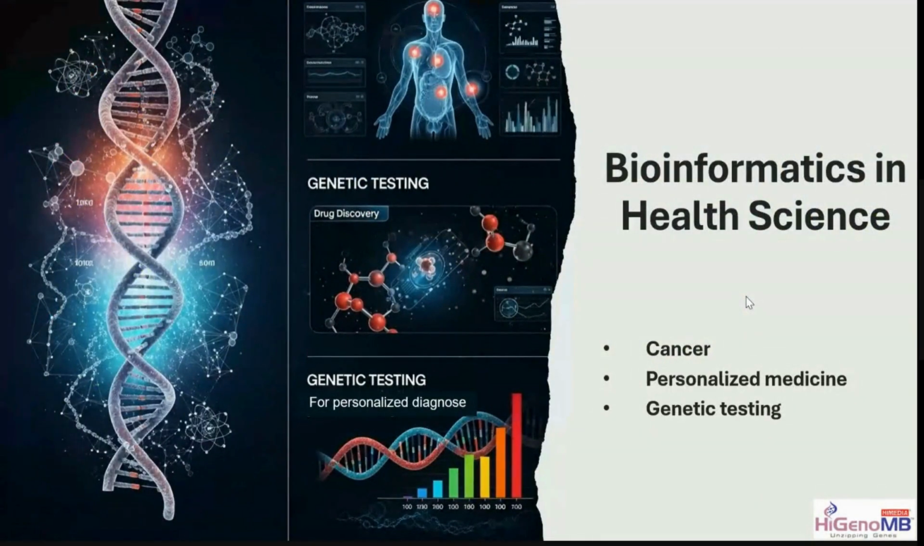Another most important application, which is nowadays in trend, is health science, where bioinformatics can help you detect cancers in early stages, or before they appear in your body. It can help you develop personalized medicines, which can cure your diseases within a short time and will be applicable just for you. And then genetic testing is another way.